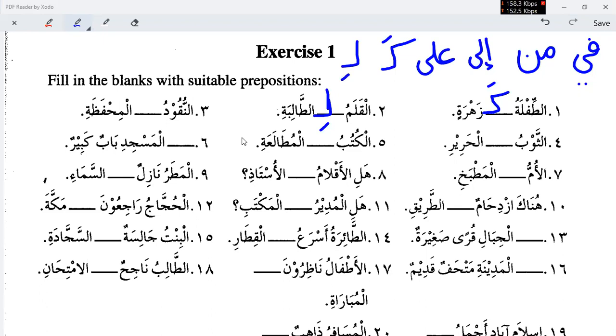Sir, the meanings of the last three? Fi means in. Min means from. Ila means to. Ala means on. Ka means like. Li means belongs to. Okay.